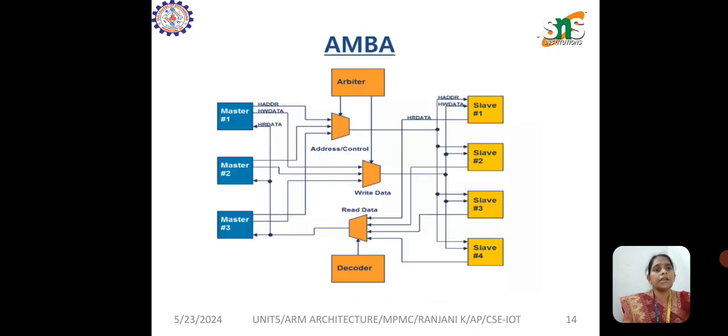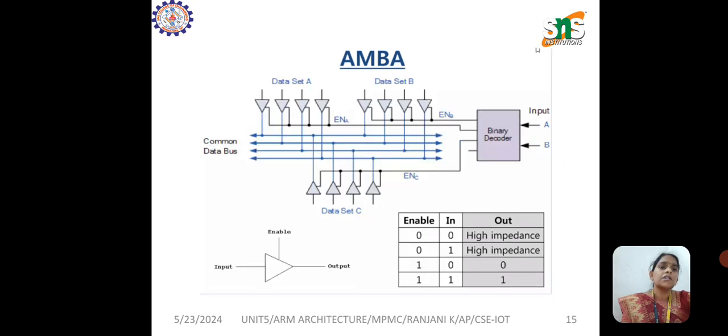This is a block diagram of the AMBA bus with various master and slave functions. And here, for the input and output, if the input is 0 and enable is 0, the output will be in high impedance. Where the enable is 0 and the input is high, the output will be in high impedance. Whereas when the enable is 1 and the input is 0, the output will be low, that is 0. When enable and input are on, the output will be 1.